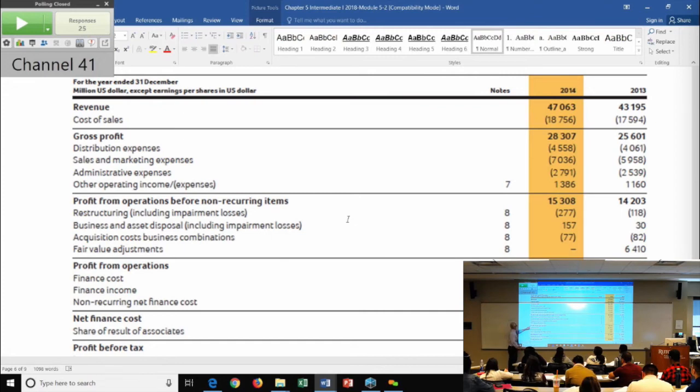Then you got profit from operation. Now look at this one. This is where it gets even more confusing, because that profit from operations is not EBIT. It's their definition of operating income. And then you have these finance items. This is interest income, interest expense. And then you get your pre-tax income.